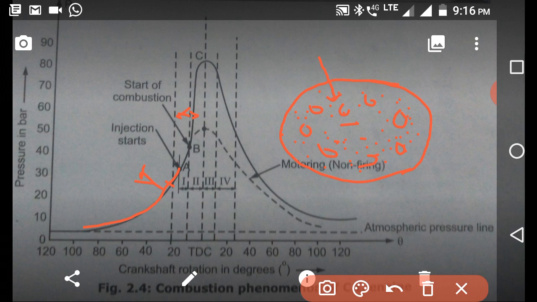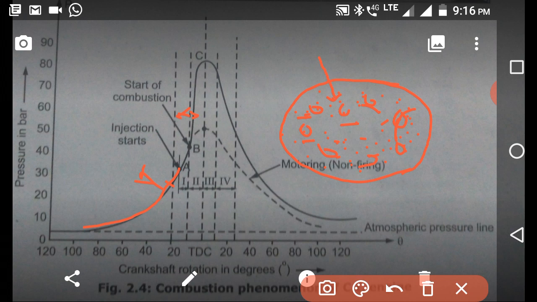The second stage is the rapid or uncontrolled combustion. You can easily imagine that now there are fuel molecules everywhere, and all the fuel molecules have attained their self ignition temperature. So they will start burning, and everywhere there will be burning of fuel.